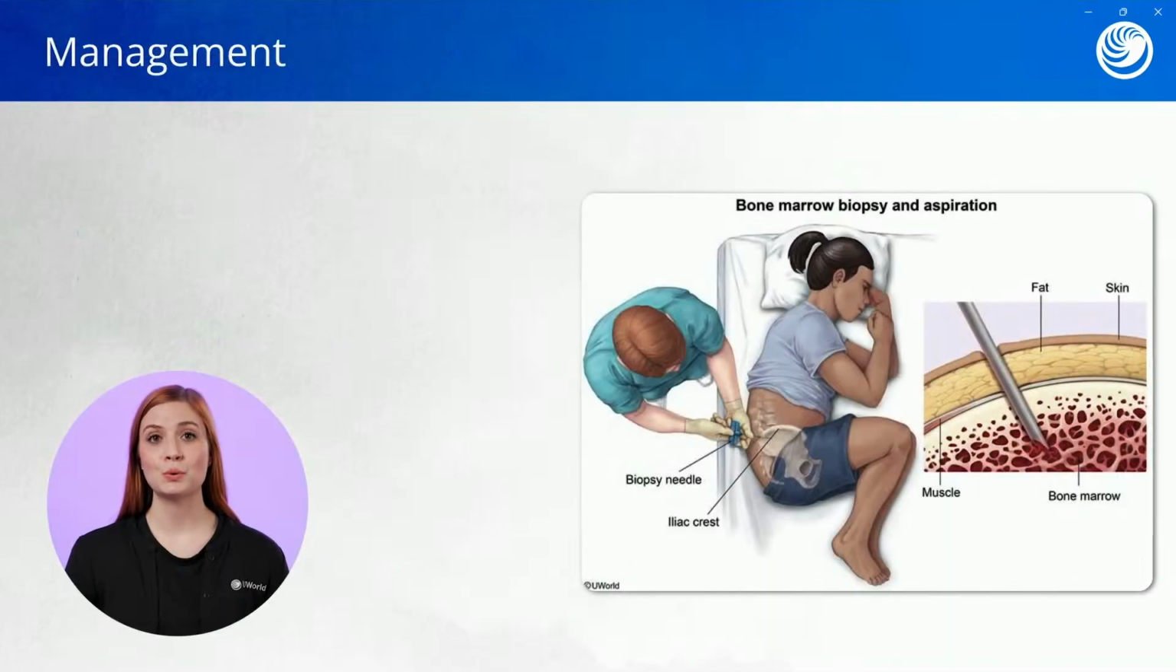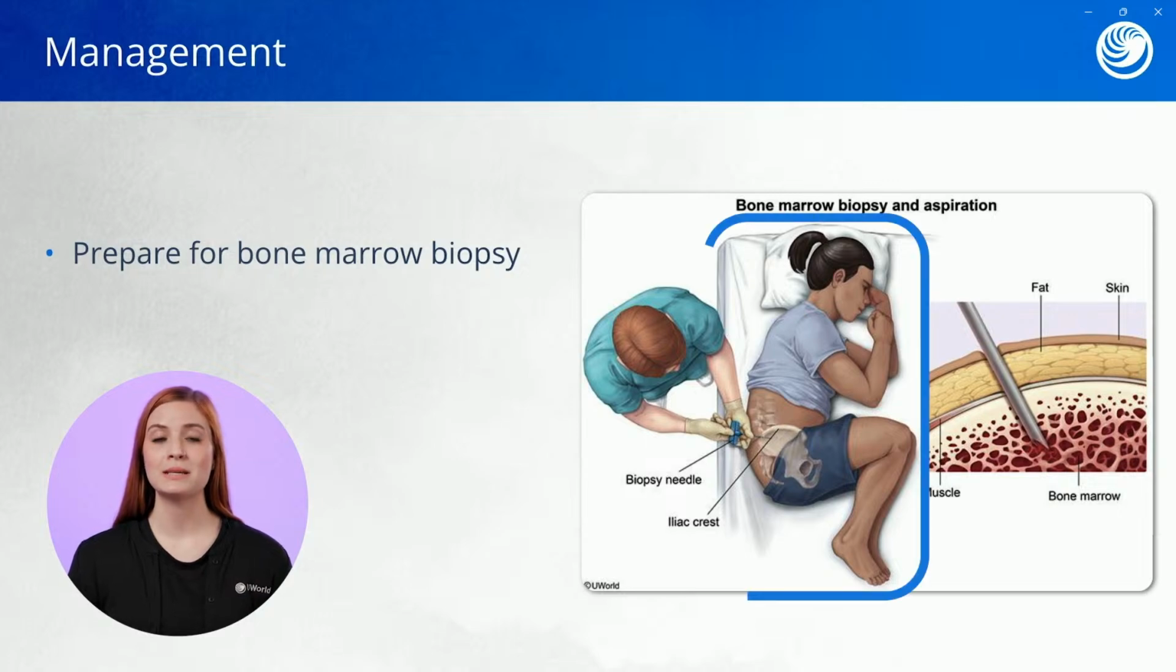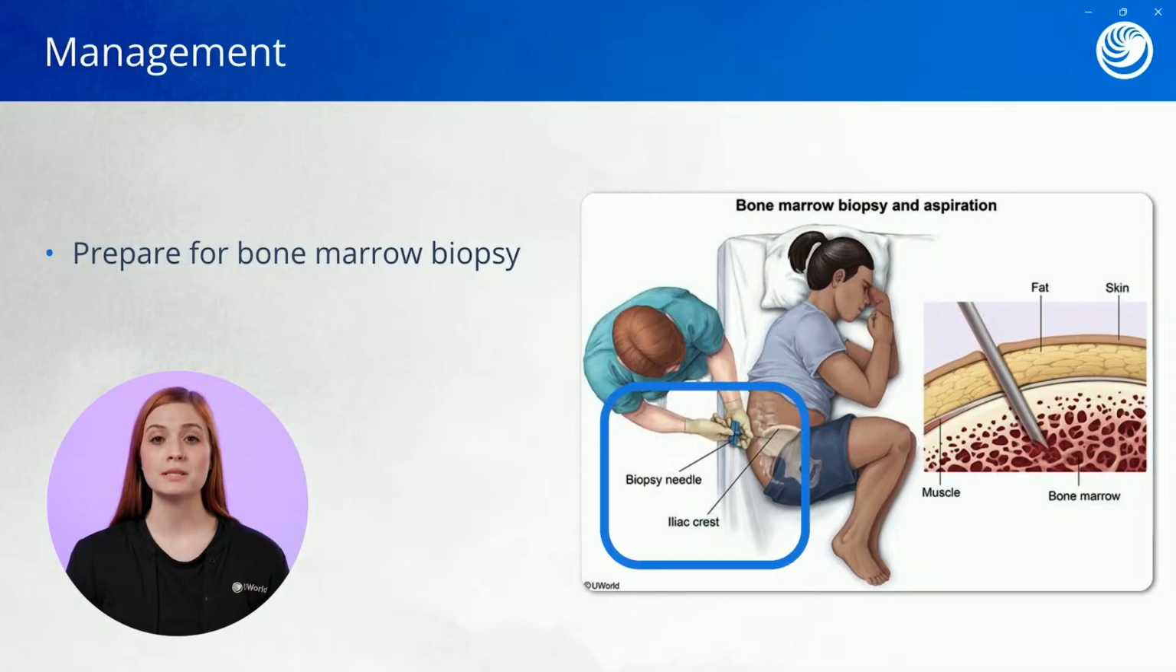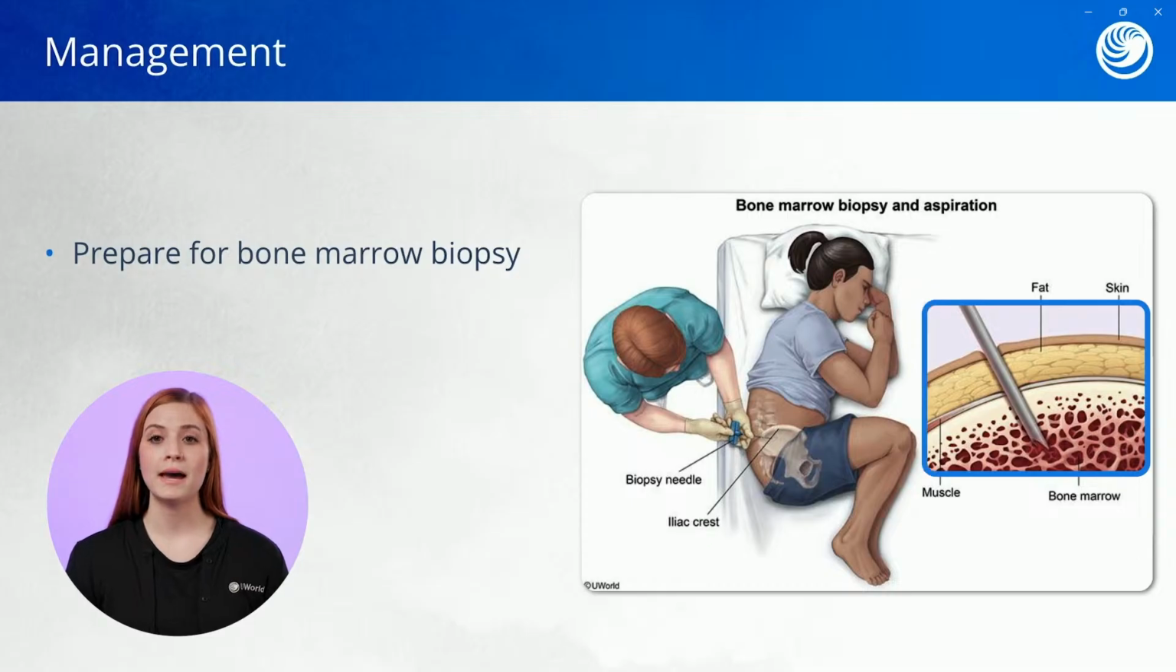Aplastic anemia is a disorder of the bone marrow, and so a bone marrow biopsy is going to be how it's diagnosed. As you can see in the image, for a bone marrow biopsy, clients are going to be side-laying and in somewhat of a curled-up position. The biopsy needle is inserted into the iliac crest. It's going to go through the skin, the fat, and the muscle into the bone marrow. A sample is then taken and viewed under the microscope.